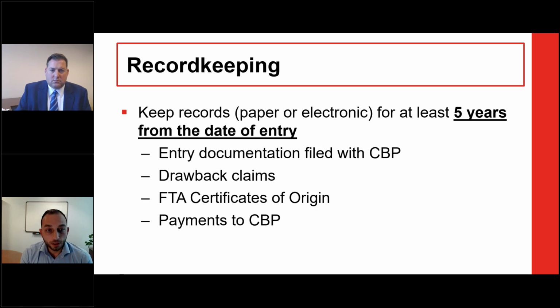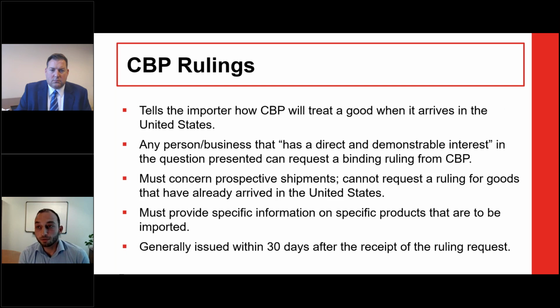And then the next slide, please. And in the next slide, Dan will talk about, in general, the CBP rulings and provide some guidance on that.